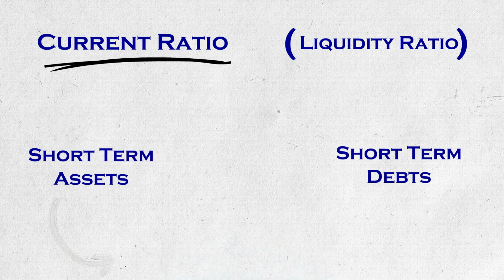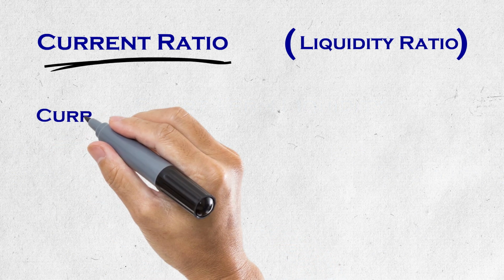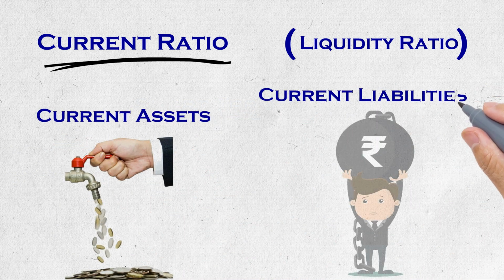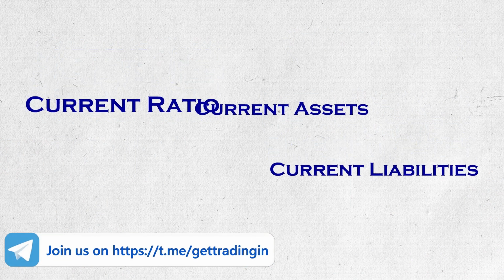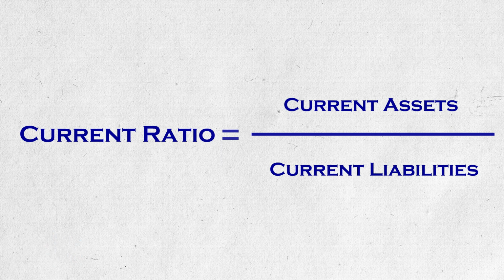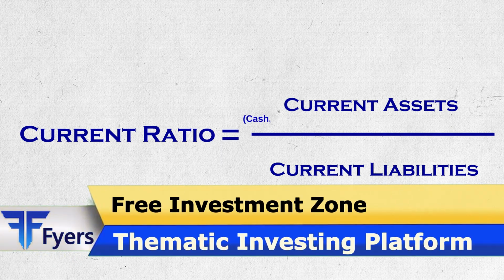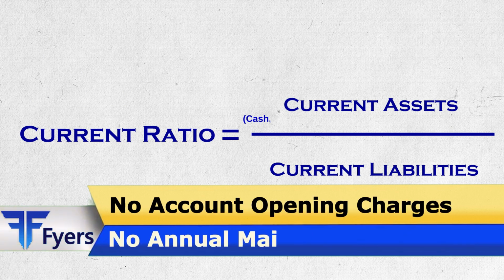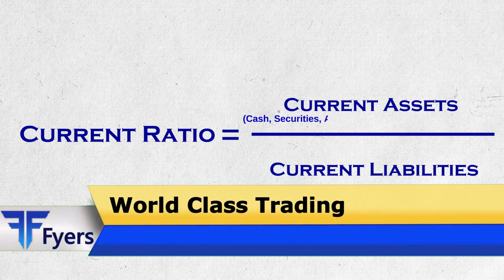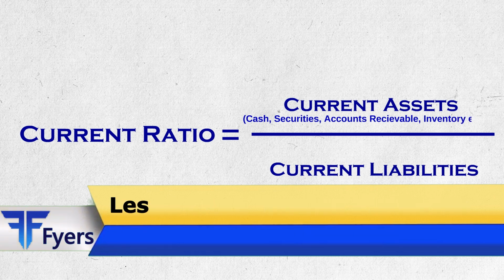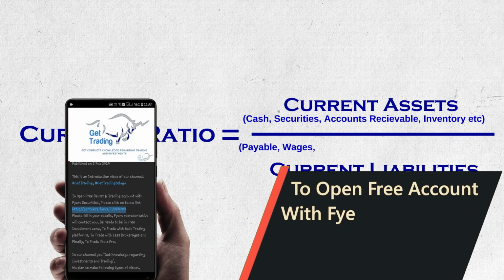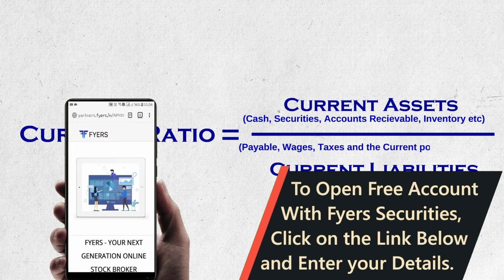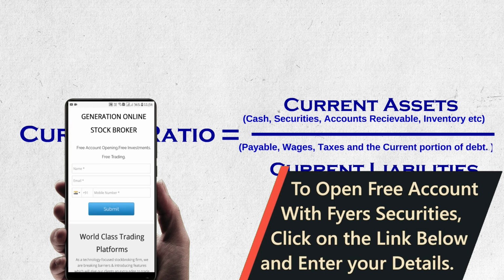Okay, current ratio is calculated by comparing a company's current assets to its current liabilities. That is, it is equal to current assets divided by current liabilities. Current assets are listed on a company's balance sheet, which include cash and cash equivalents, current investments like marketable securities, accounts receivables, inventories, etc. Current liabilities include accounts payable, wages, tax payable, and the current portion of the long-term debt.